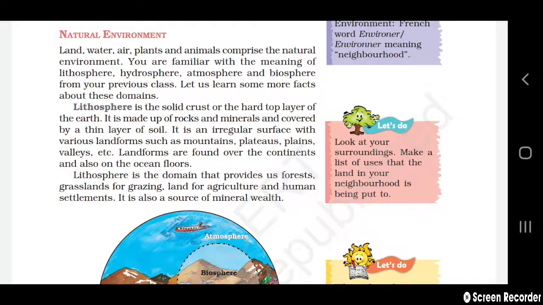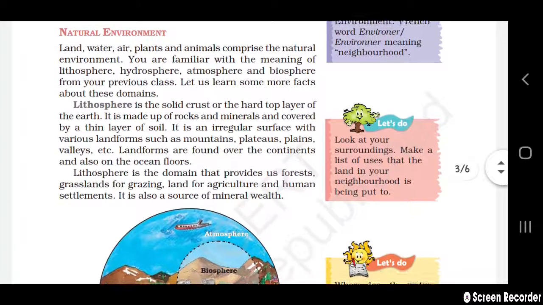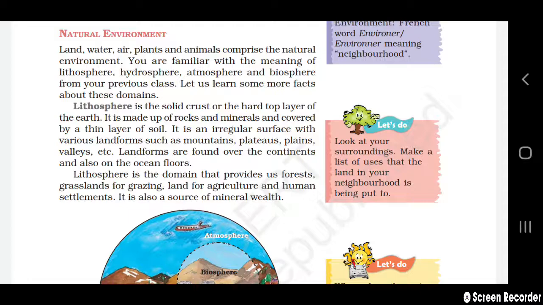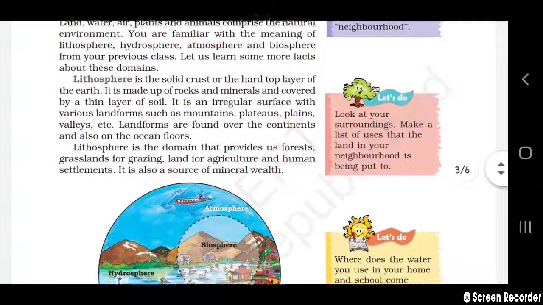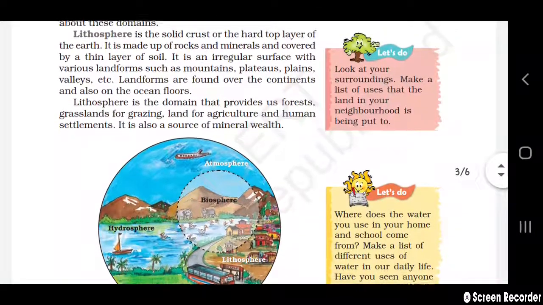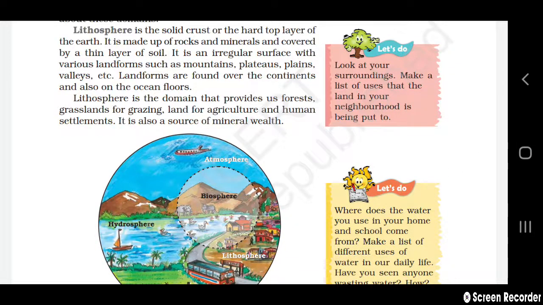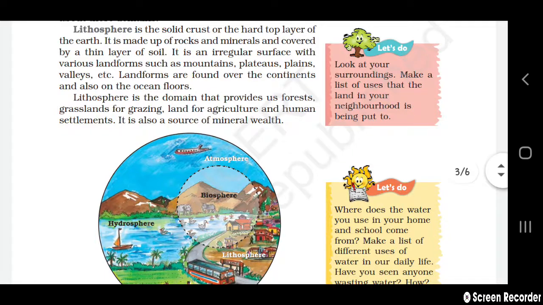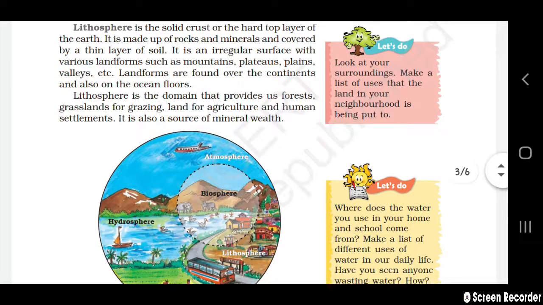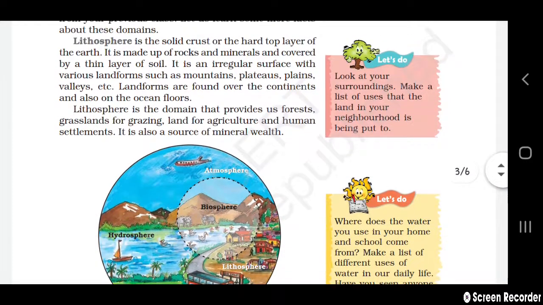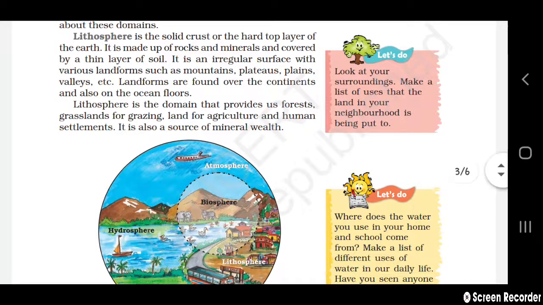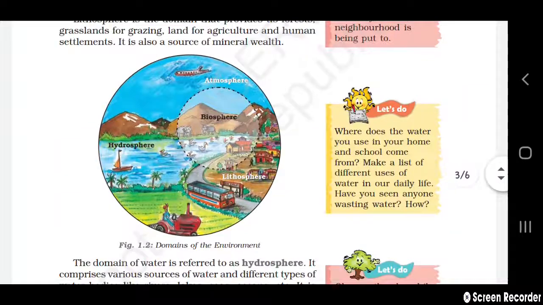About the lithosphere, the different layers that are present in our Earth. The lithosphere is the solid crust, the hard top layer of the Earth that is made up of rocks and minerals, and it is covered by a thin layer of soil. It is an irregular surface that has various mountains, plateaus, plains and valleys. Landforms are found over the continents, and also on the ocean floors.